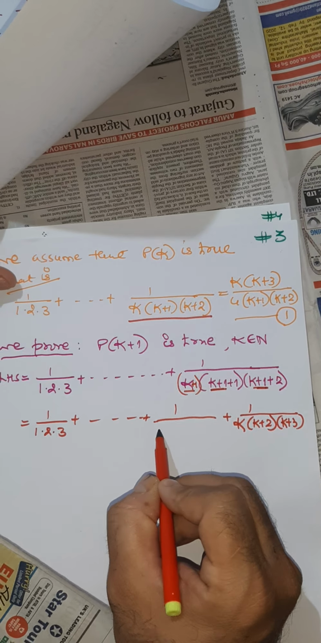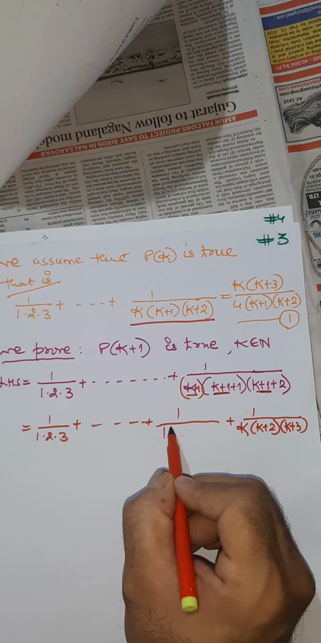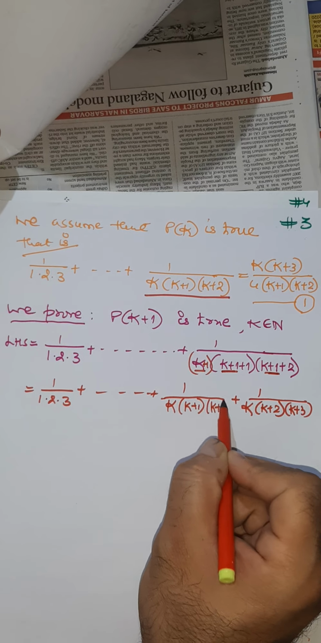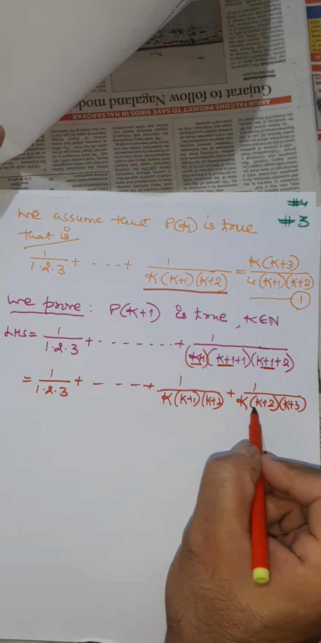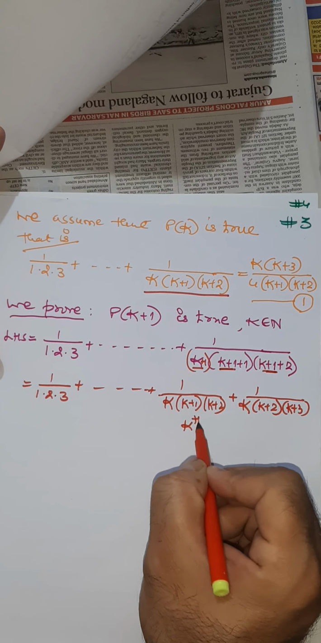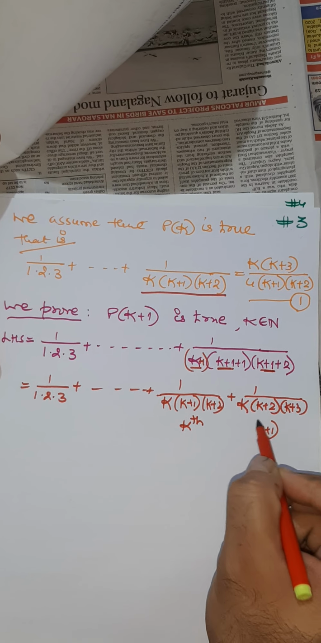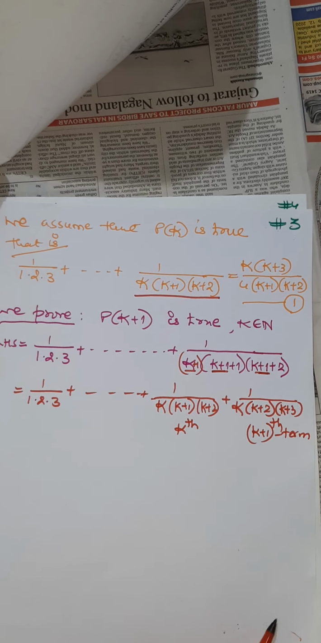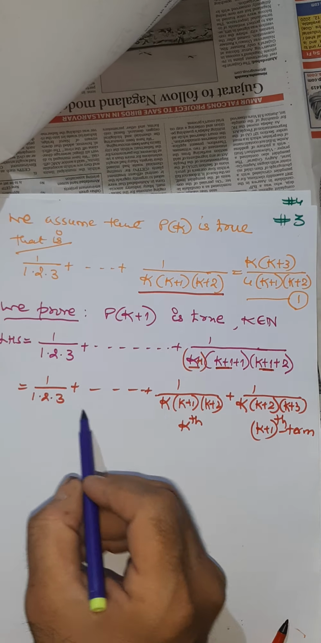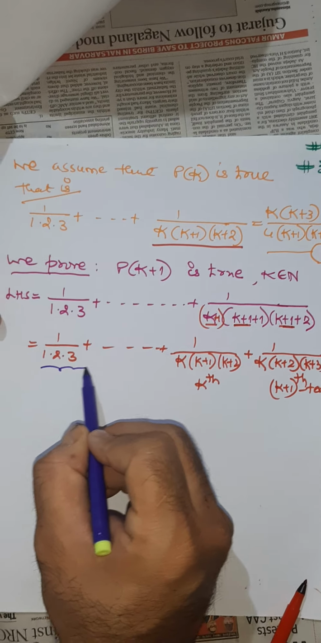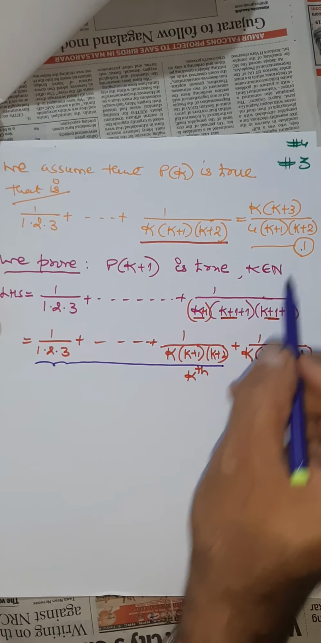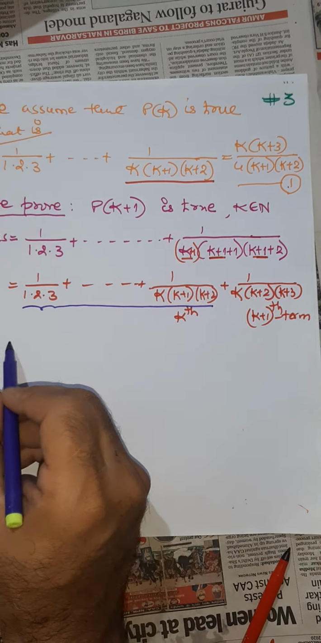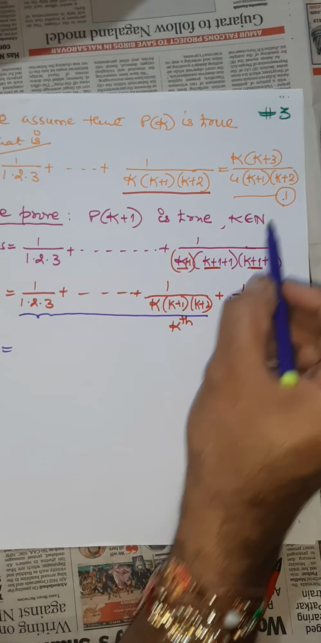So 1 upon k into k plus 1 into k plus 2. This is kth term. This is k plus 1th term. This is kth term and this is k plus 1th term. Remember, as we did in all questions. So now you know this much by 1. So I'll place that value. I'm going to put that value here. So what is that by 1?